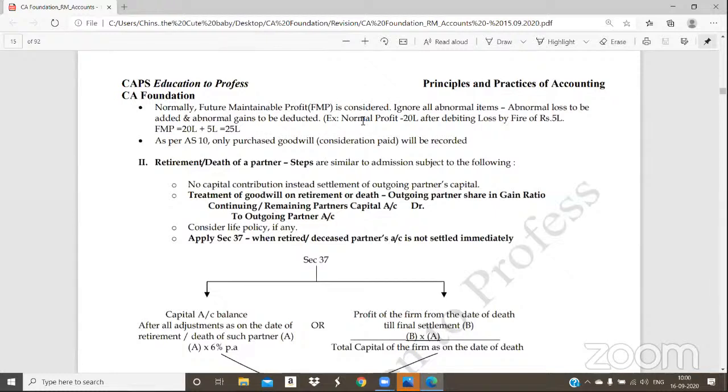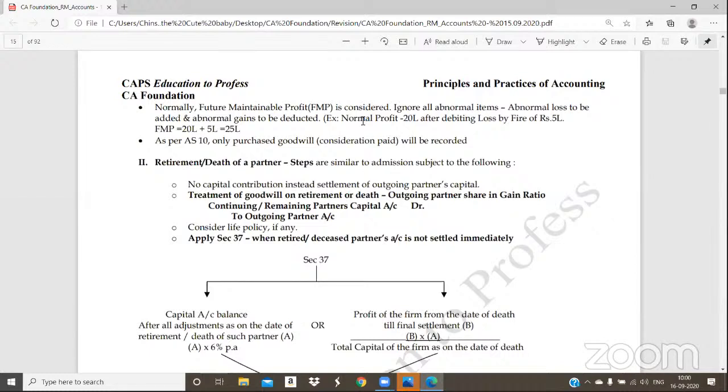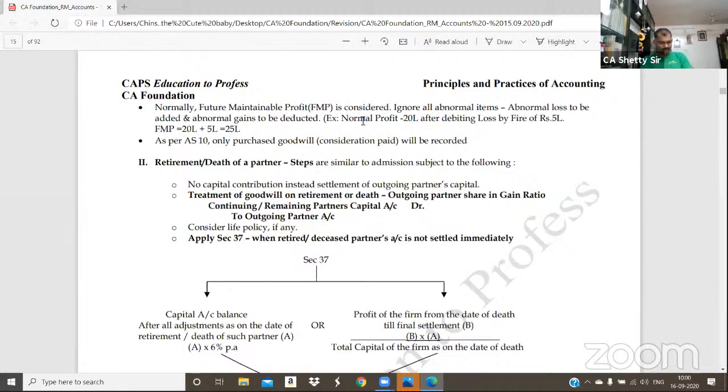Next, case 2. What is case 2? Compute goodwill based on capitalization approach. These are the two important methods. Always write the formula and continue.